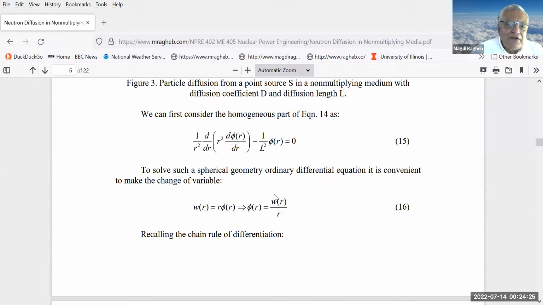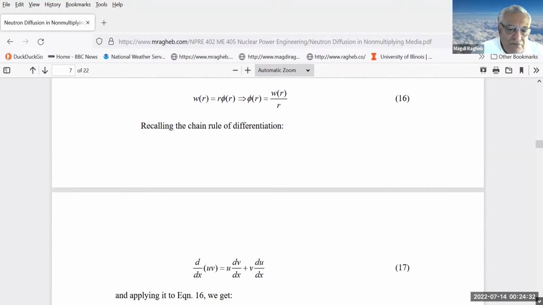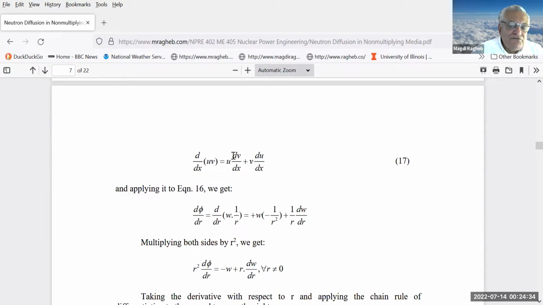All right, so now I have to write an expression for d phi by dr, changing the variables. The chain rule of differentiation tells me that if I have the product of u and v that are both functions of x, we take the first term, u, by the dv by dx, plus the second term, v, by the du by dx. So that is called the chain rule of differentiation if u and v are functions of x.